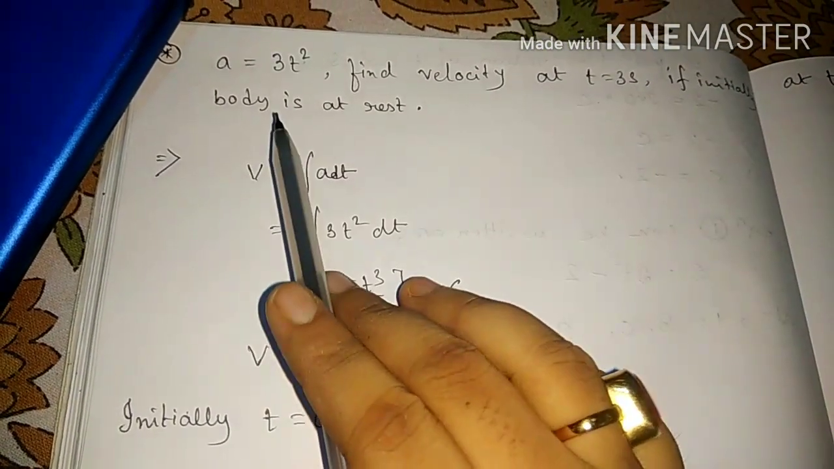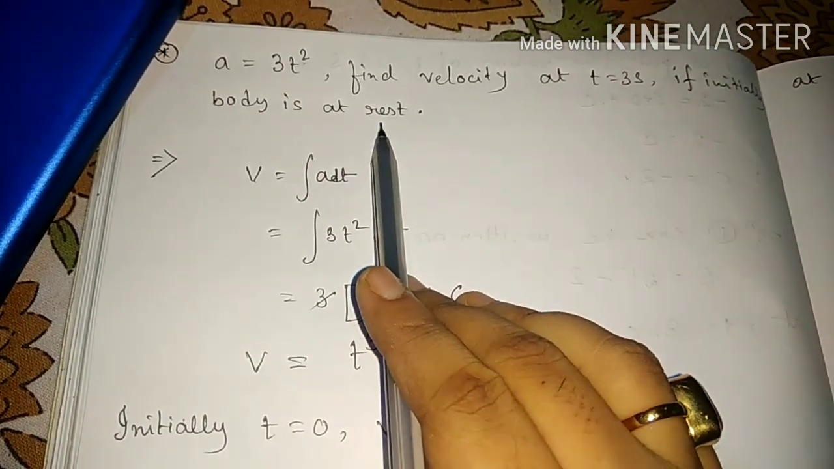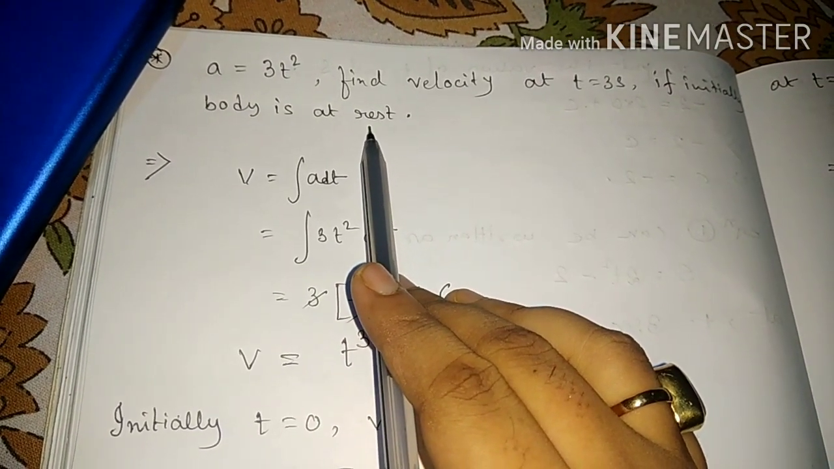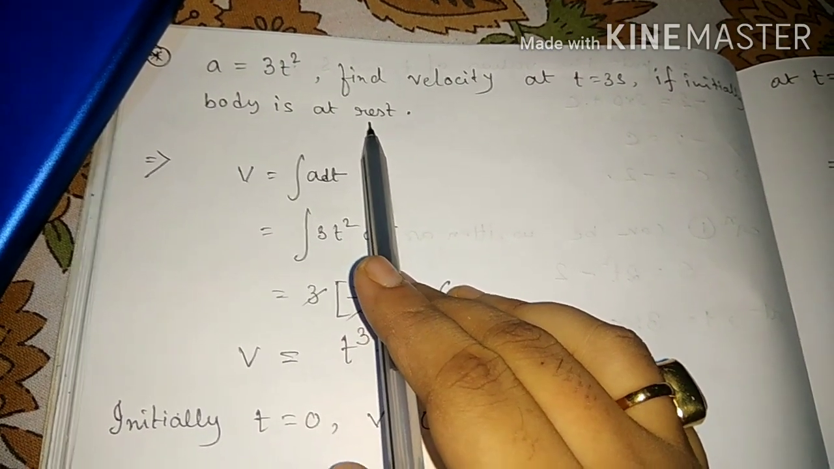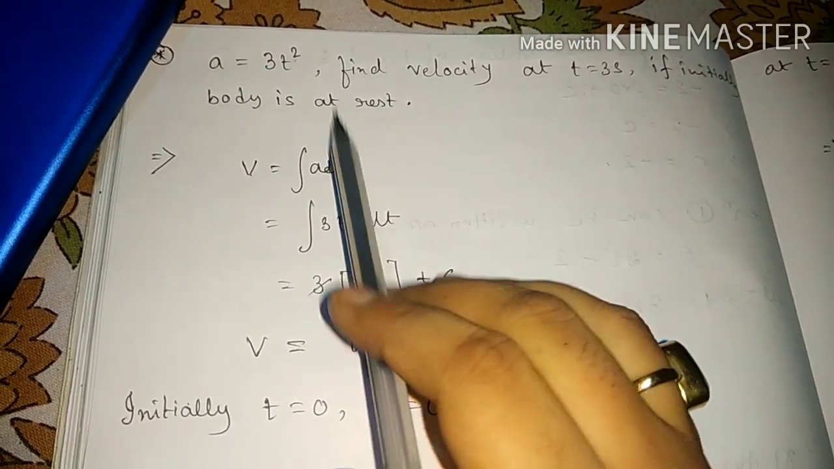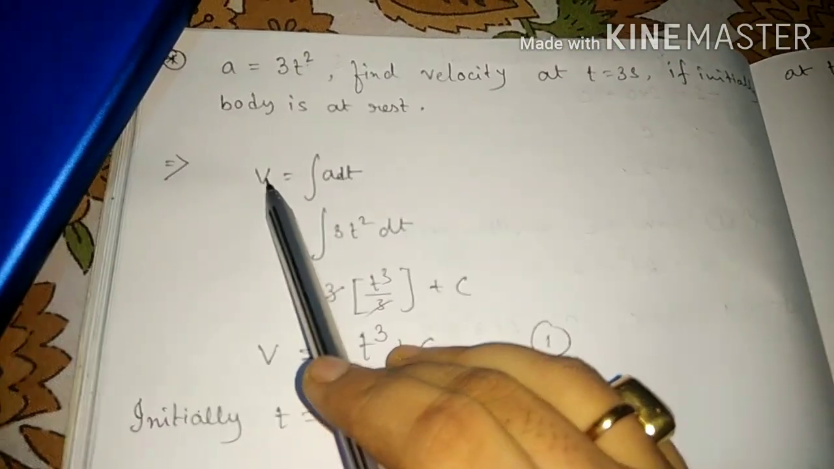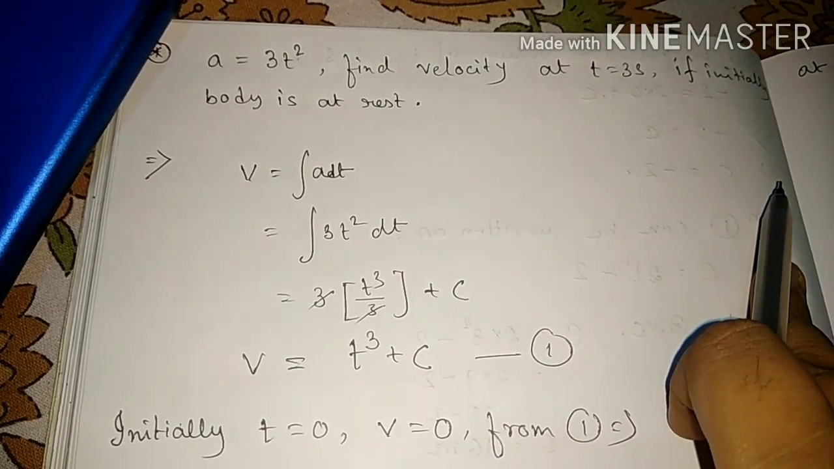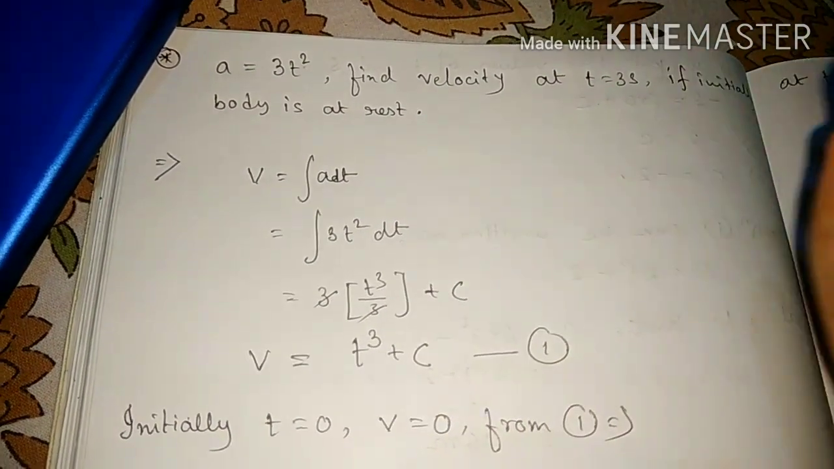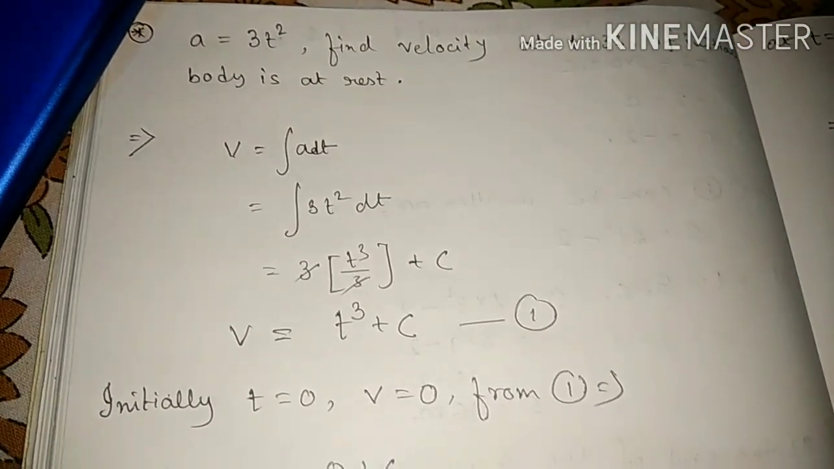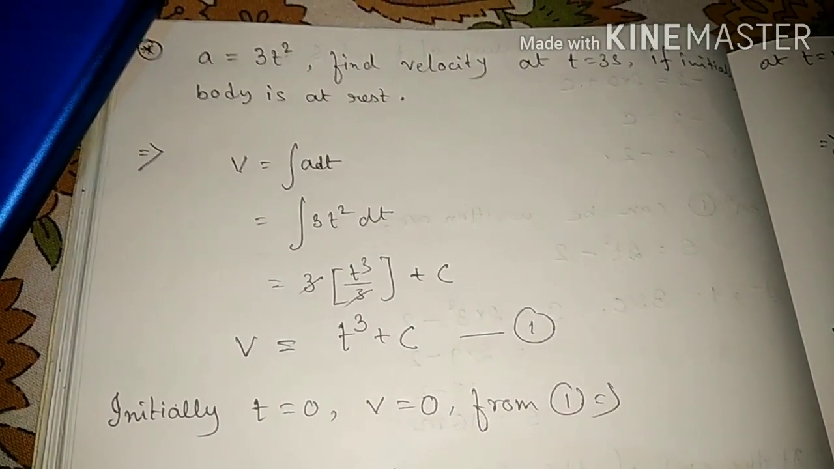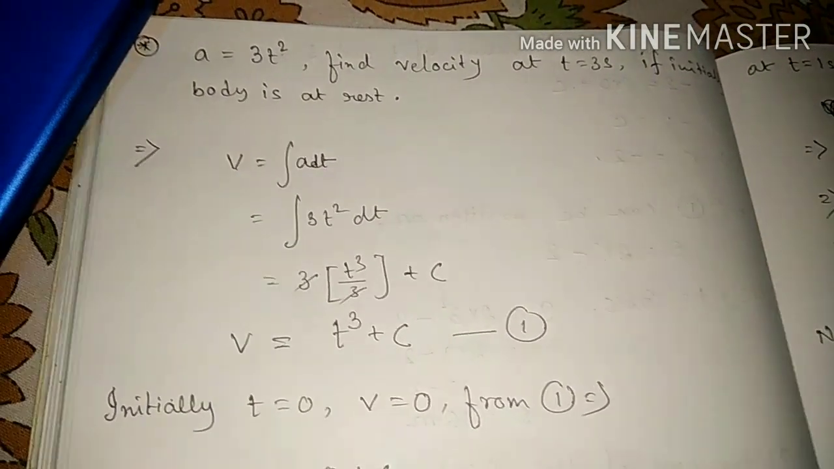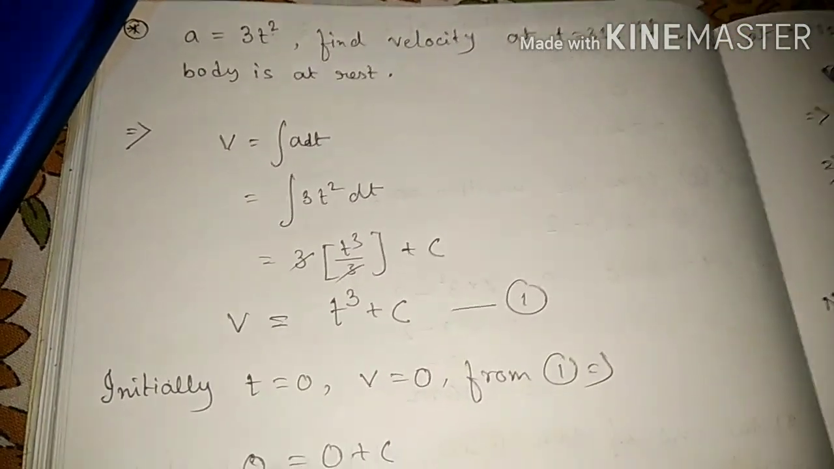If initially the body is at rest, initially body is at rest means t equals 0, velocity equals 0. Okay, so let's start with how to solve this one. So v equals, we know, the integration of a dt. We use this formula because we want to find the velocity. First of all, because no limit is given here, this is an indefinite integration with a constant term c. So first we find the equation of velocity with the integration term c.